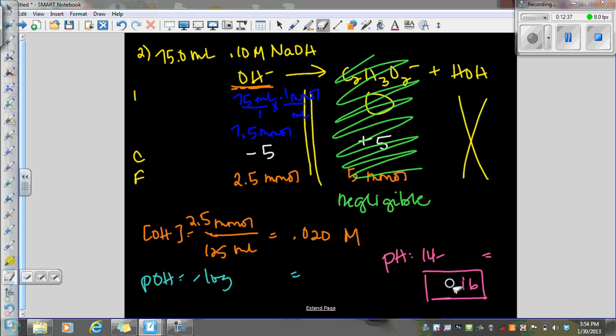So let's just change this a little bit. There we go. Okay, so I want to do negative log of 0.020, and that gives me 1.70. So to get pH, I'm doing 14 minus 1.70, and that gives us a pH of 12.30.